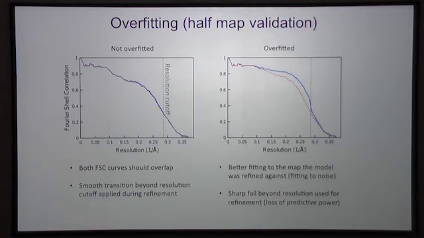In contrast, an overfitted model will fit the map that is refined against far better than the map that it's never seen before, because you've modeled into noise which is specific to that particular map. And so you'll see this divergence between the FSC curves, and also you'll notice a sharp drop at the resolution cutoff limit as it loses this predictive power.